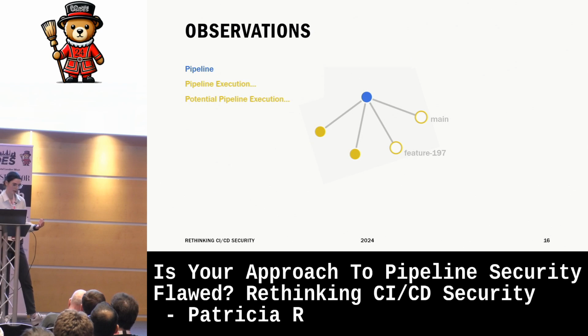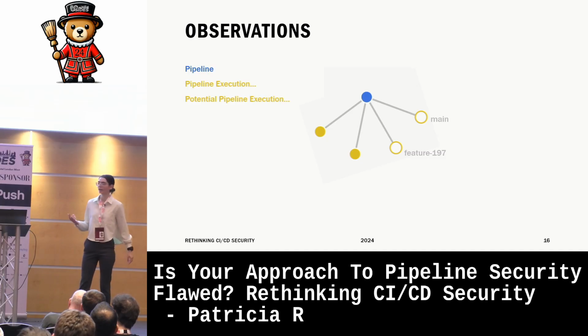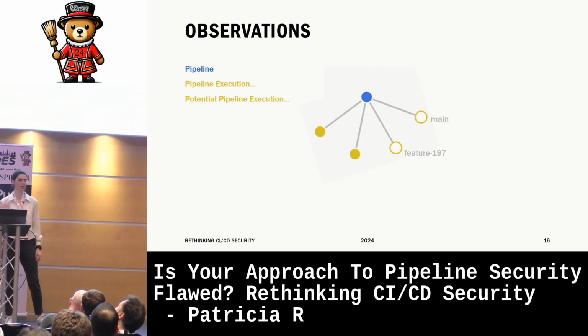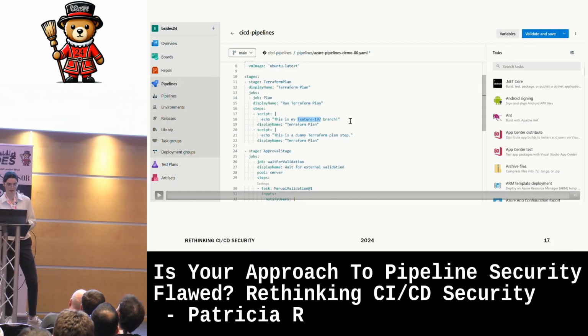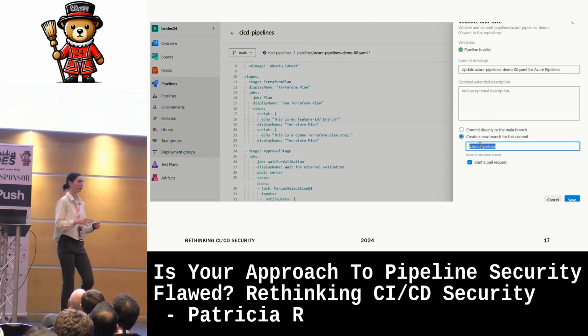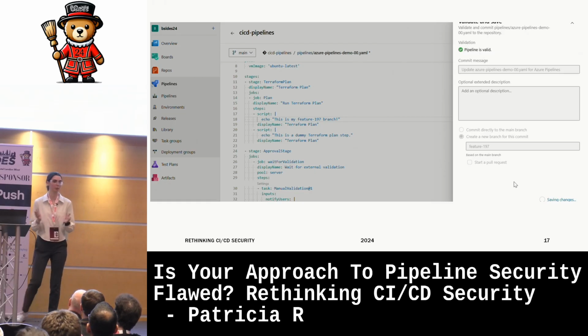Okay. If I create another branch, in this case I call it feature 197, I have another potential pipeline execution, because it's another branch, and it's just another potential version of that pipeline file. So what I can show you is here, in this version, I am changing the pipeline definition. I changed the pipeline definition, and then I'm just going to commit to a new branch. So I ended up having two versions of the same pipeline, but actually they can be as different as we want.